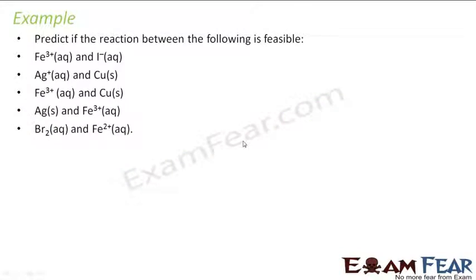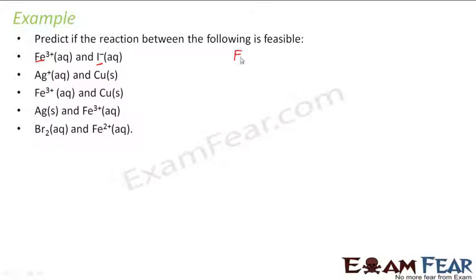Let's take an example. We have to predict if the reaction between the following is feasible: Fe3+ and I minus. For this we'll go to the last slide where we have the chart, and with that we can tell. So let's take Fe3+ and I minus. The reaction we'll have is a balanced reaction.